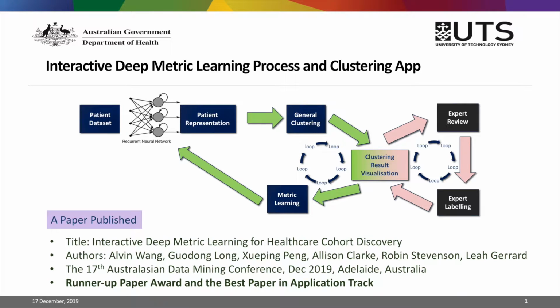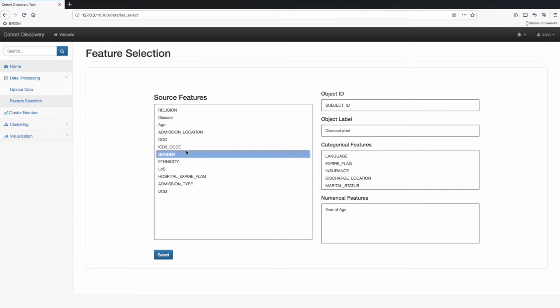This is a whole picture of our proposed interactive classroom system. Now I'd like to expand it by going through all its modules. The first module would be the data input. In our app, after uploading data, the user can choose any features to be included or excluded for the clustering.